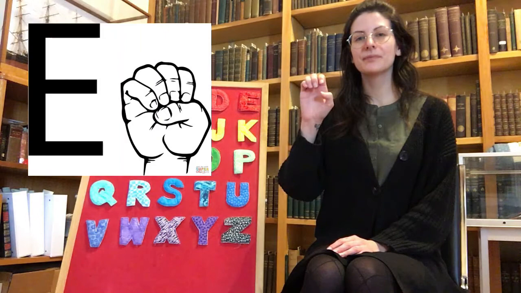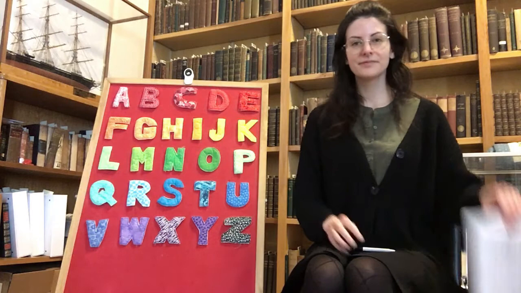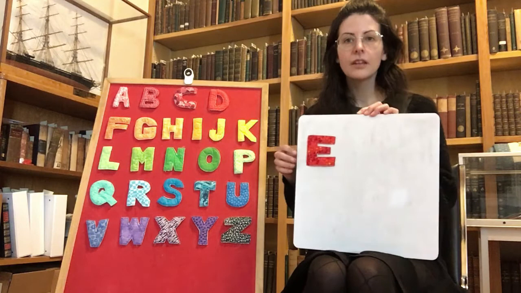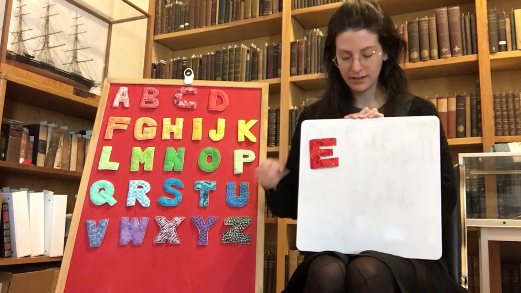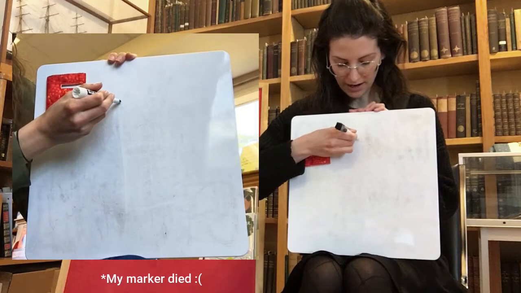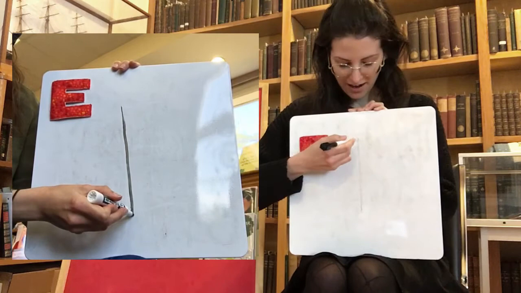Let's practice writing the letter E. For E, we are going to make a straight line down again, and then three straight lines coming out of that. Let's try it together. One line straight down. And three lines out.